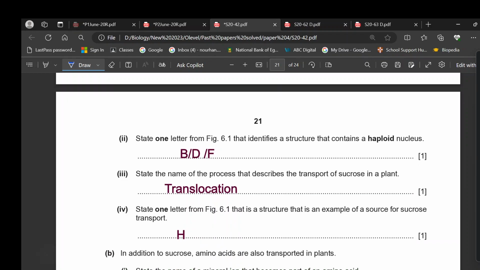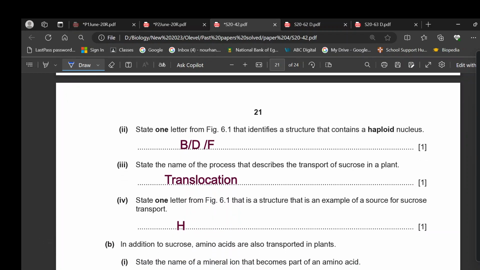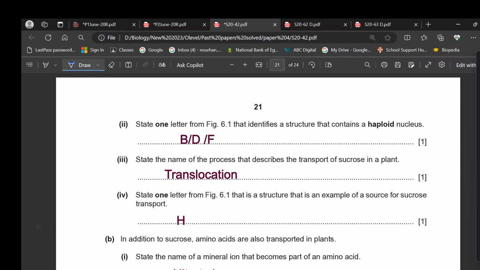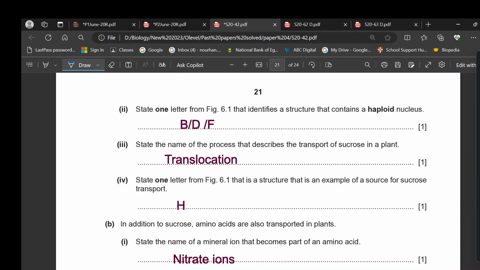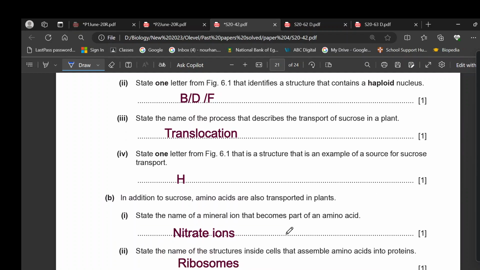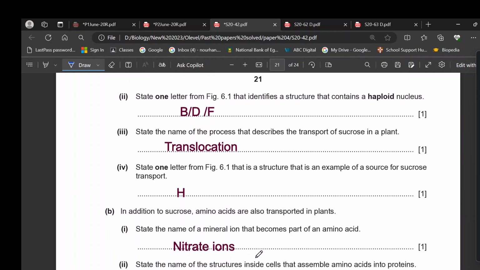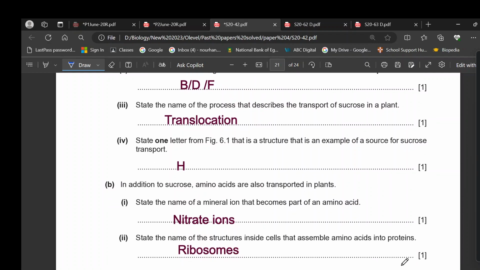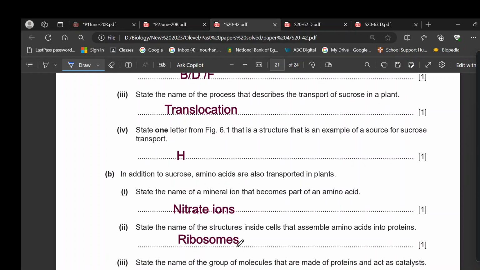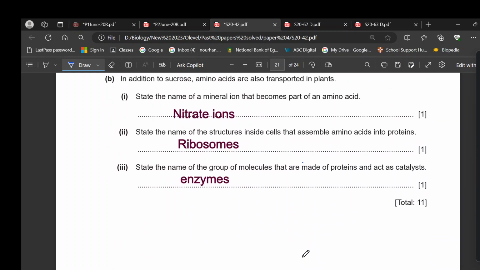In addition to sucrose, amino acids are also transported. What is the name of the mineral ion that becomes part of amino acid? It is the nitrate ions. We need nitrates to take nitrogen and form the amino acids. So what is the structure in which the amino acids are made into proteins? Where does protein synthesis occur? In the ribosomes. What is the name of the group of molecules that are made of proteins and act as biological catalysts? This is the enzymes. And the exam is done.